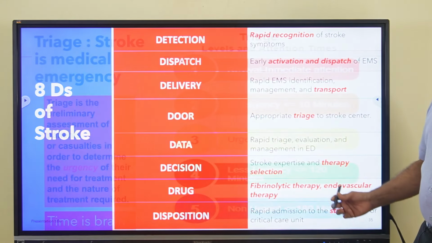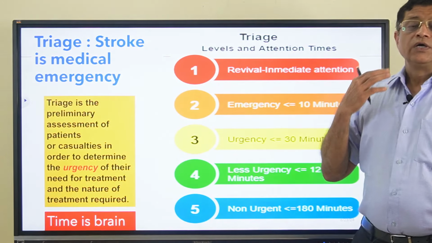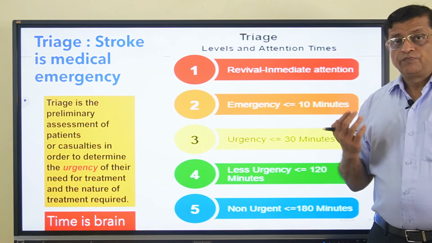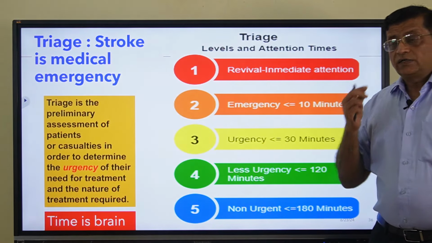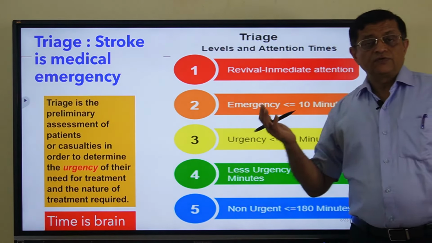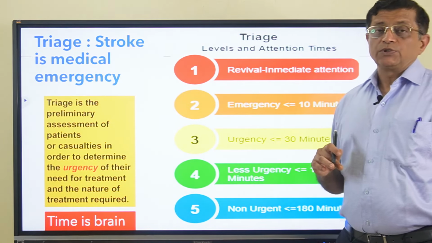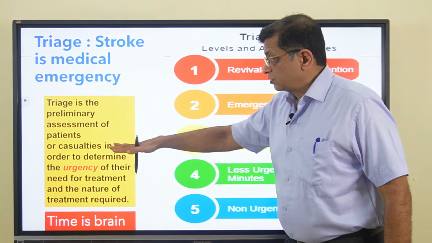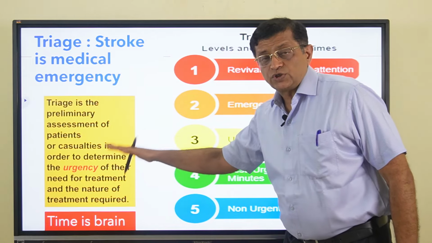So imagine somebody developed a weakness in the right arm and slurring of speech and facial droop, and within the last say 45 minutes is being wheeled into the emergency department. So what is triage after all? Triage is a preliminary assessment of patients or casualties in order to determine the urgency of treatment.